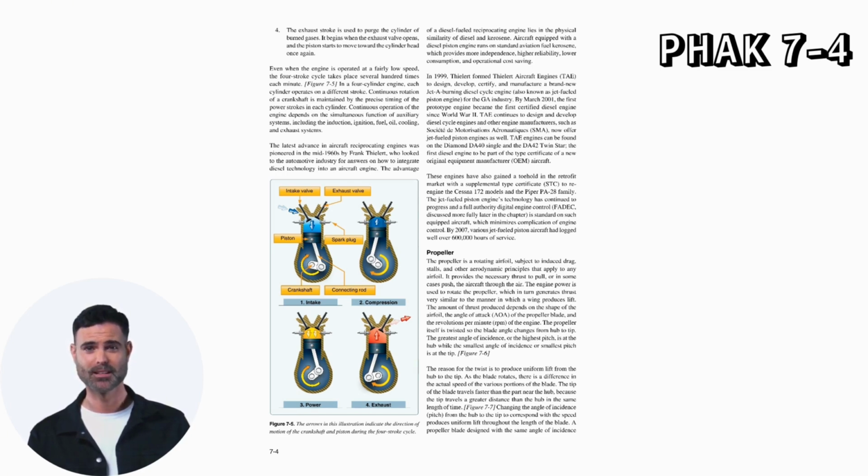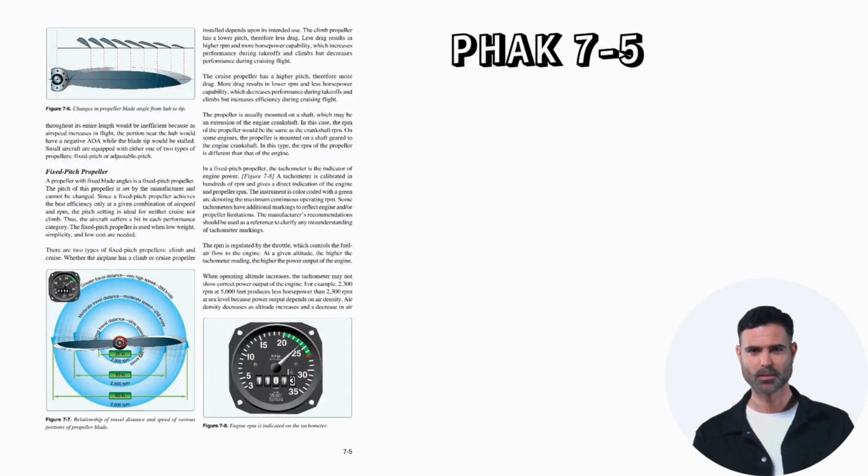A propeller blade designed with the same angle of incidence throughout its entire length would be inefficient, because as airspeed increases in flight, the portion near the hub would have a negative AOA, while the blade tip would be stalled. Small aircraft are equipped with either one of two types of propellers, fixed pitch or adjustable pitch.